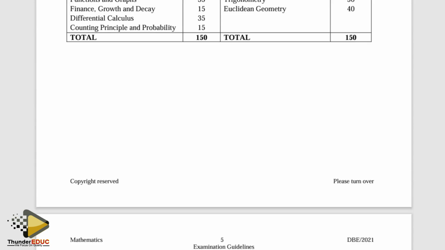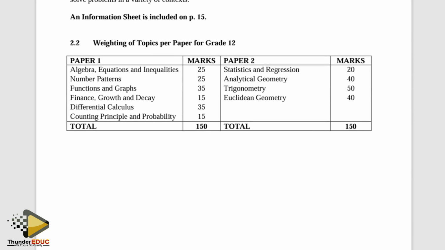The paper is out of 150, and it's made up of 4 topics. The 4 topics are statistics and regression, which normally carry plus minus 20 marks. Then we also have analytical geometry, which will account for roughly 40 plus minus. And then the trig, which is 50 marks, and then the Euclidean, which is 40 marks.